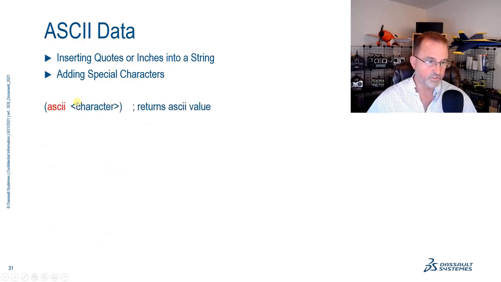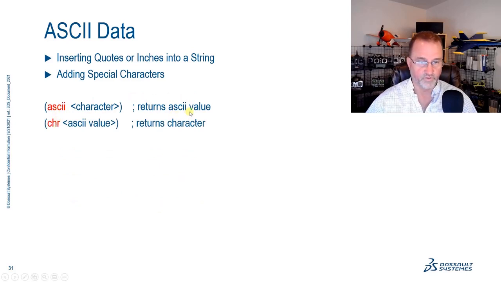So in order to understand what the ASCII value of a character is, we simply say open parenthesis ASCII, we supply a single character, and it'll return that character's ASCII value. Or if I know the value of the character, I can simply say open parenthesis CHR, give it the numerical value, and it'll return the character as a result of this function.